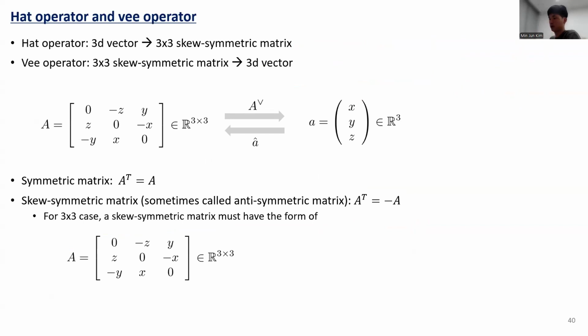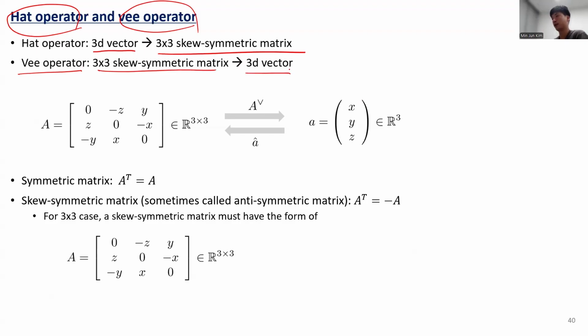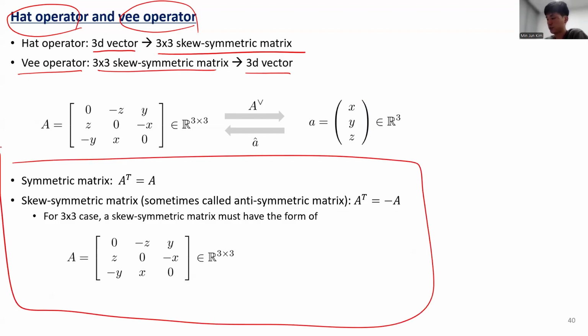Before going further, I have to introduce two things. One is the hat operator, and another one is the V operator. The hat operator maps a 3D vector to a 3x3 skew symmetric matrix. And the V operator is just the reverse. It maps a 3x3 skew symmetric matrix to a 3D vector. Okay. So if you are not familiar with skew symmetric, here's the explanation.